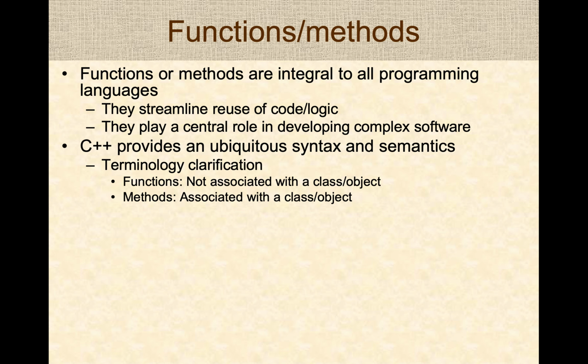Just to clarify the terminology, functions are subprograms that are not associated with a specific class or object. Methods, on the other hand, are typically associated with a class or object. However, typically, most people use these two terms interchangeably.